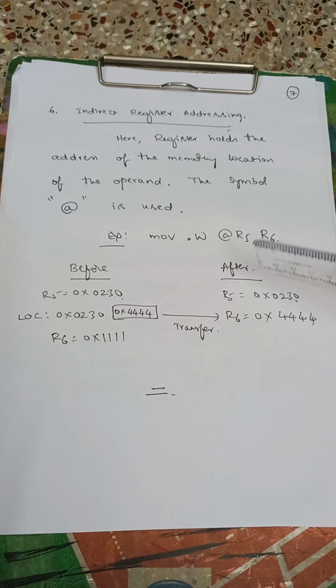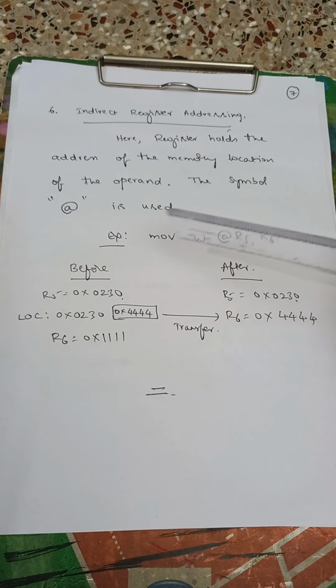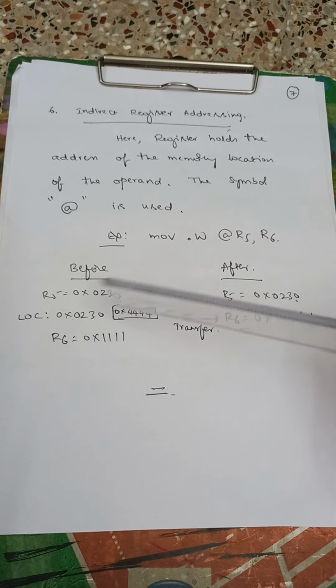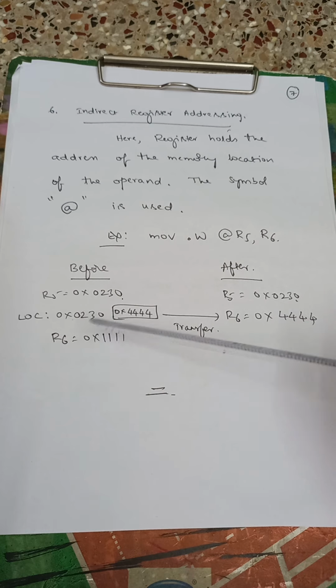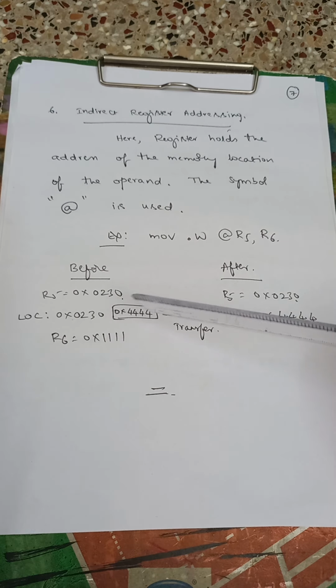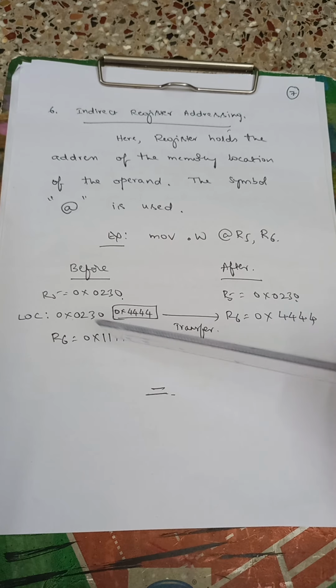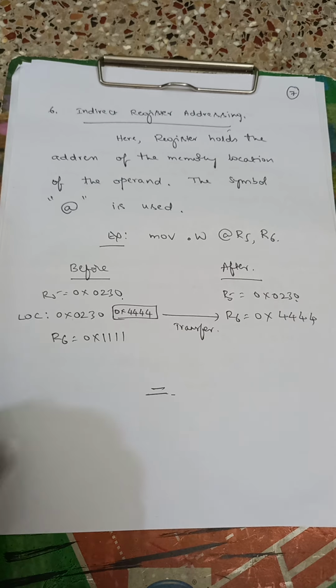After the execution, R5 will have 230, that is the address, the content of R5, but from the 230 memory location, 4444 is transferred to R6. You can see 4444 from this location transferred to register R6, replacing its previous value 1111 with 4444.